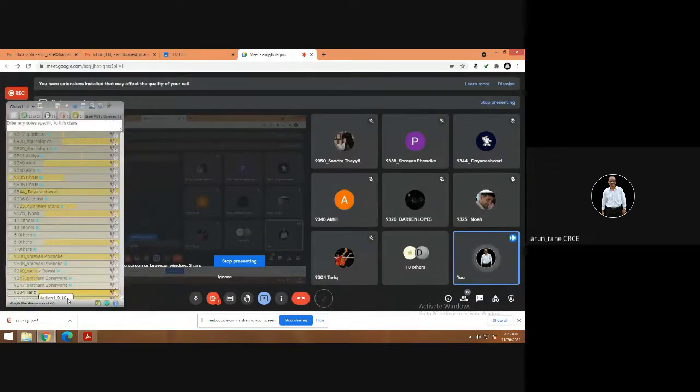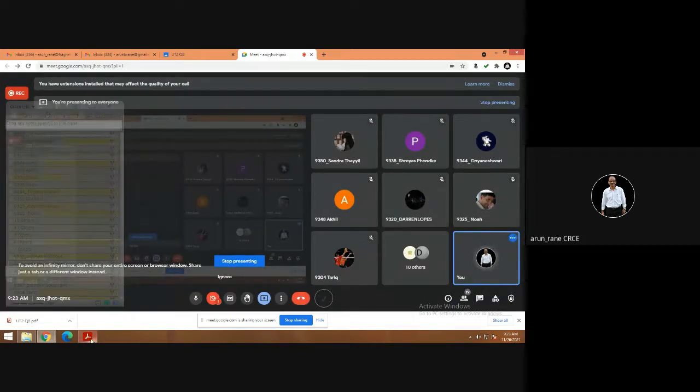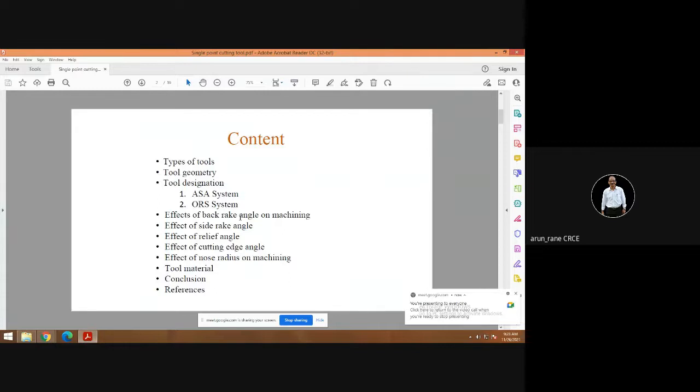Then module number 4 is of course machine tools, machining processes. That is also again important. In these machine tools, there is 4.2, that is tool engineering, which is what I am covering. In tool engineering, Taylor's tool life equation I have already explained, that is V into T raised to N is equal to constant, where V is cutting speed in meter per minute, T is tool life in minutes, and N is the Taylor's constant.